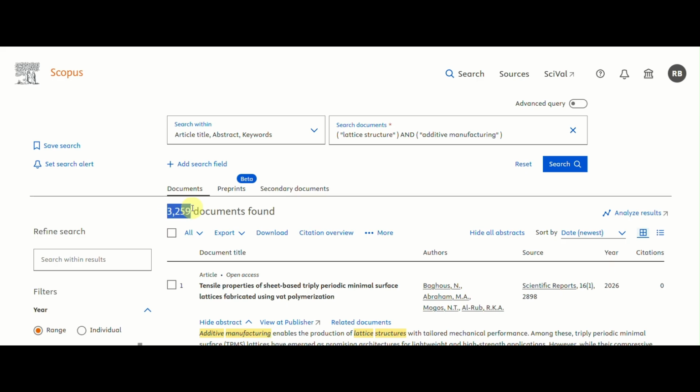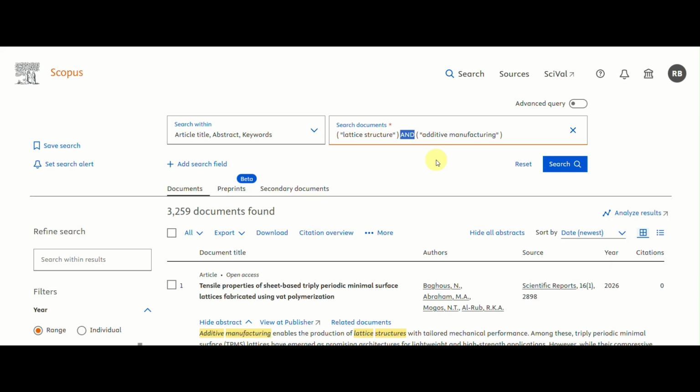Still we got the 3,259. Why? Because the moment we use the quotation for this additive manufacturing, they are separate keywords, and Scopus is by default considering the AND operator within this algorithm. So this is what exactly I'm trying to say.